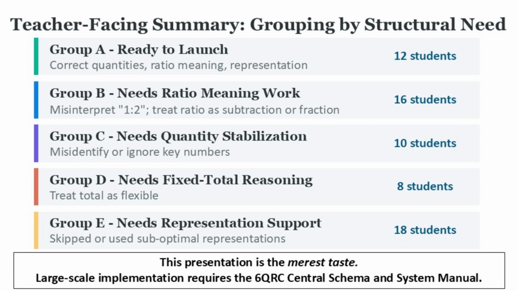Group D treats the total as flexible, not as a constraint. So they need fixed total reasoning and constraint reasoning before anything else will even stick. Group E needs representation support, not the math content, but the way they're showing the structure. This grouping is clean, fast, and structural. It tells you exactly where to intervene and exactly where not to, giving you back precious time that instruction usually burns.